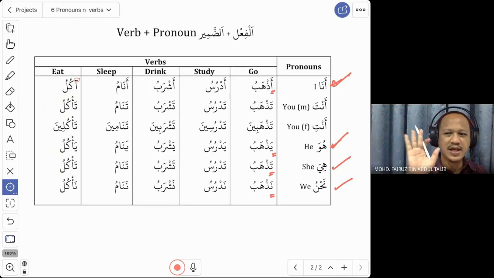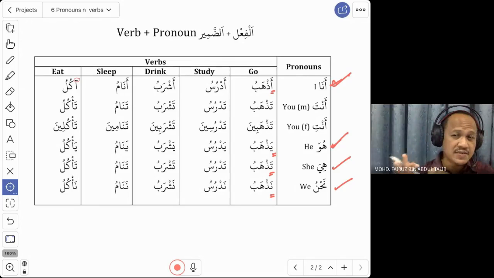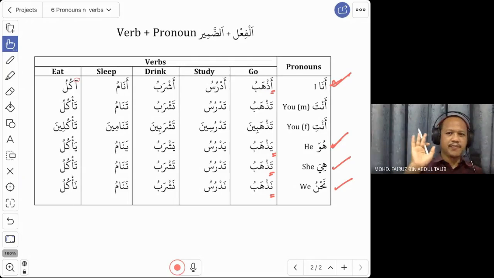All right. So these are the four basic sounds. Four basic letters that you add to the verb. If you want to say I, what is the sound? A. If you want to say we, change to na. If you want to say he, we change to ya. And if you want to say she, you change to ta. So these are the four basic letters for the fi'il mudhari, for the present tense. Okay. Any questions so far for these four?